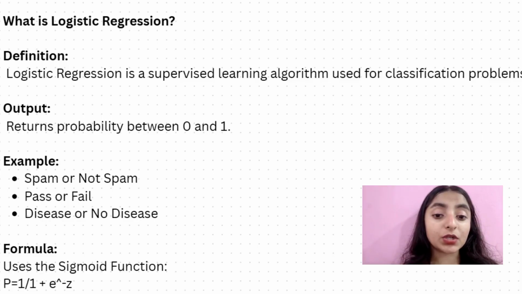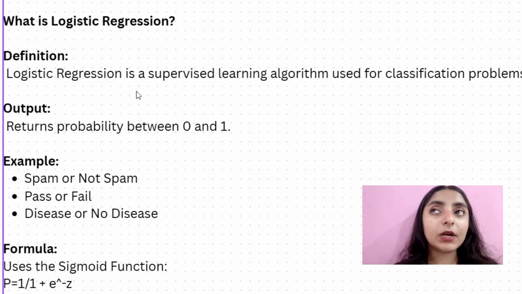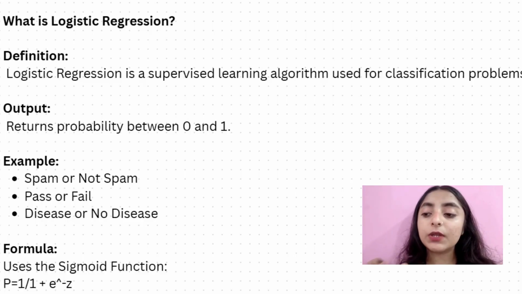It uses the sigmoid function. Why are we using it? Regression gives numerical output, but logistic regression uses the sigmoid function to convert the prediction values into a probability, where the probability is between 0 and 1. For example, we can take disease prediction, whether the person has the disease or not, email spam prediction, whether the email is fake or not, and student pass or fail. Like this we do classification.